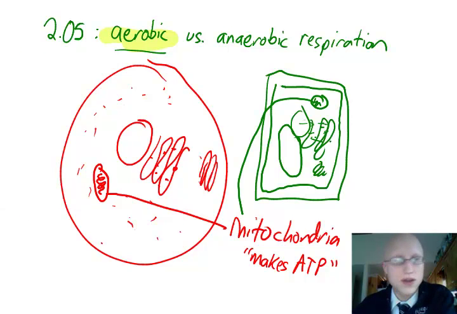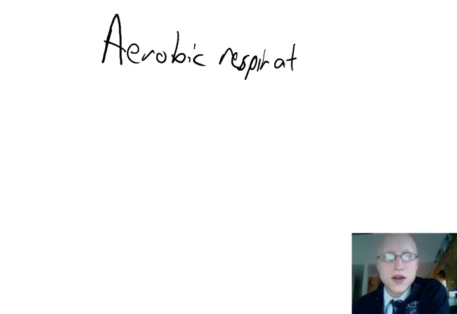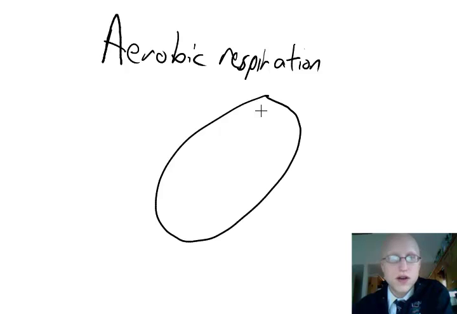So let me throw up a new page here. In the mitochondria, aerobic respiration takes place. Here's aerobic respiration. And respiration kind of sounds like breathing. It's not really breathing, when we think of it as breathing in and breathing out air. Aerobic respiration happens in the mitochondria itself, on the membrane.